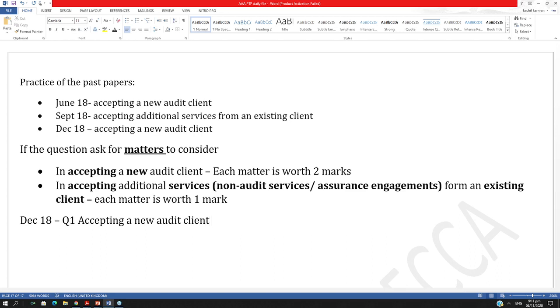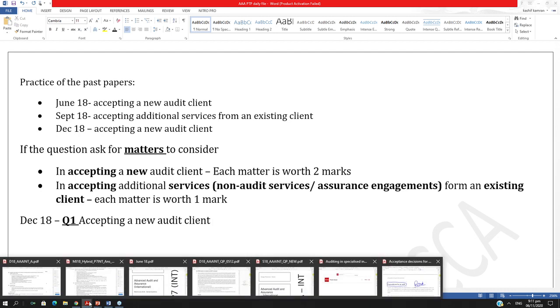Now, this is something very interesting. If you look at the December 18 paper, accepting a new audit client has come in question number 1, and we know question number 1 is a big 50 marks question. So being a big 50 marks question, the examiner has put accepting a new audit client in one part of the December 18 question number 1. Let's see what exactly the question was. Okay, let's go to the December 18 paper.